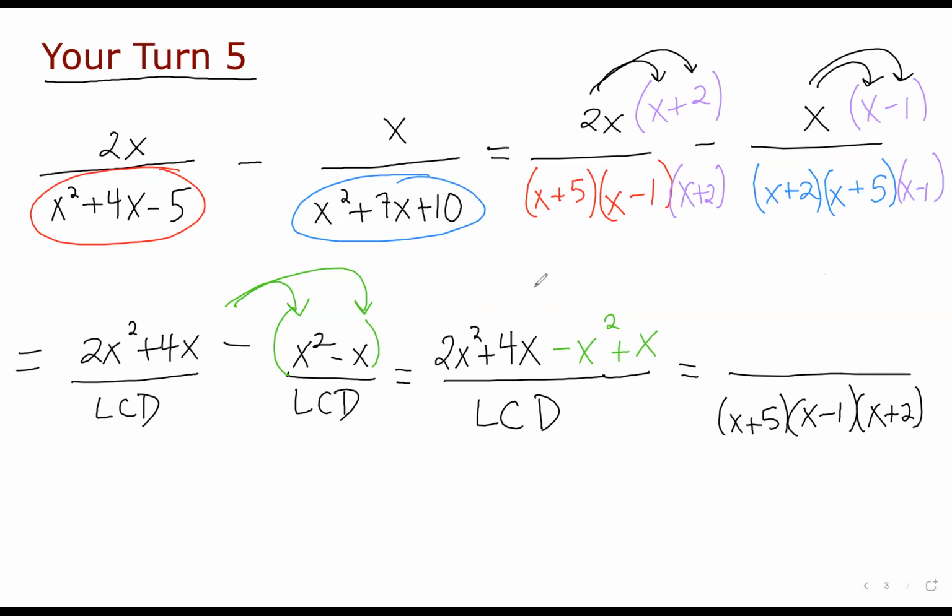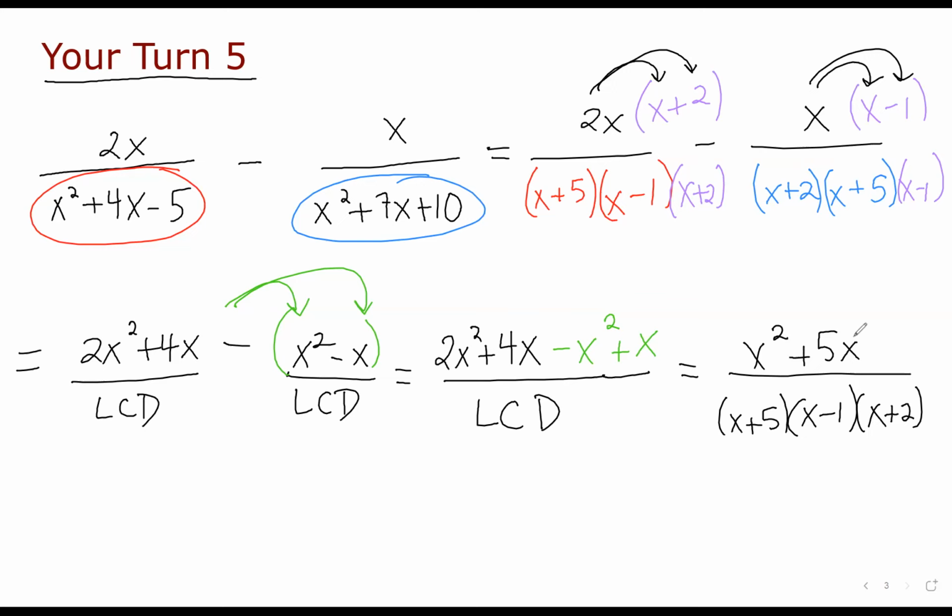Okay, meanwhile, in the numerator, we're combining like terms. 2x squared minus 1x squared is just 1x squared. 4x plus 1x is plus 5x. So we have x squared plus 5x all over x plus 5, x minus 1, x plus 2. So now we need to decide, are we done or can we simplify?